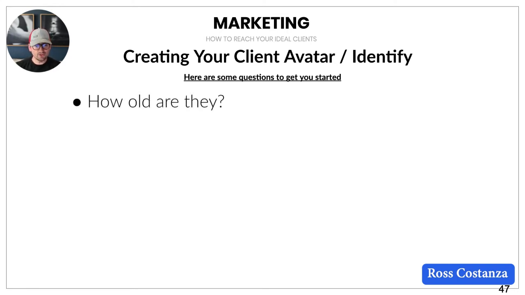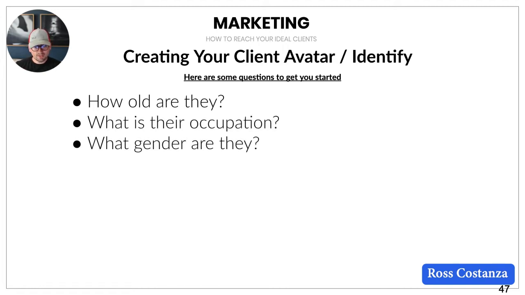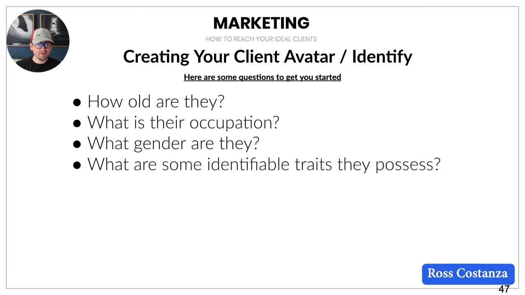How old is your ideal client? What is their occupation? What is their gender? What are some identifiable traits that they possess? What are some things that you have common ground with? Say you're really into fitness, right? You can probably identify and relate to that particular client really well because you know a lot about the fitness world. So identifiable characteristics are a really good thing, to be able to have that sort of common ground.